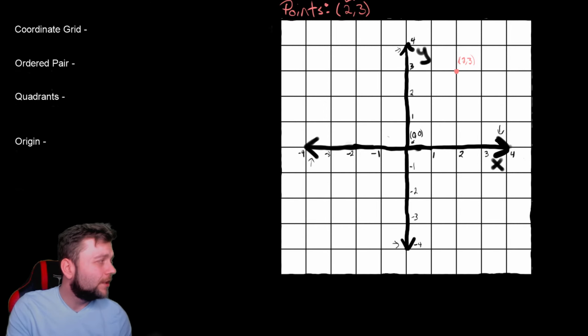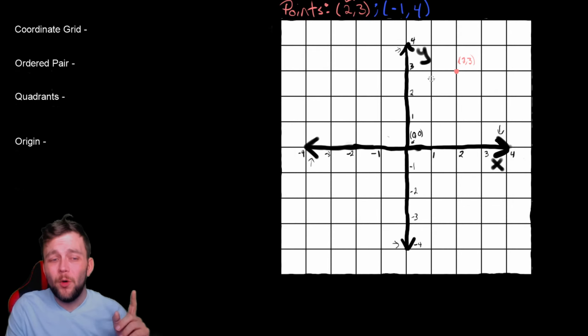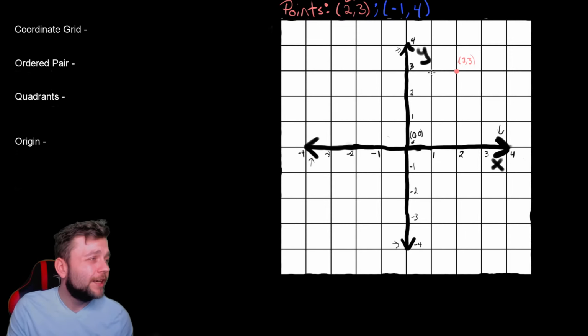Let's do another point. Let's graph another one. Let's go with the point -1 and 4. Okay? So we have the point -1, 4. We've been given these 2 points. We graphed one, and now we're going to graph this second point.